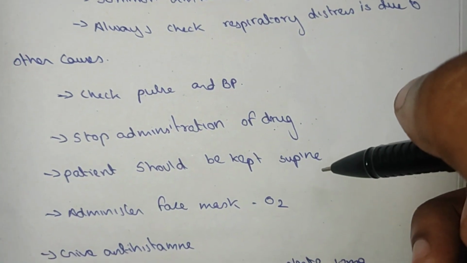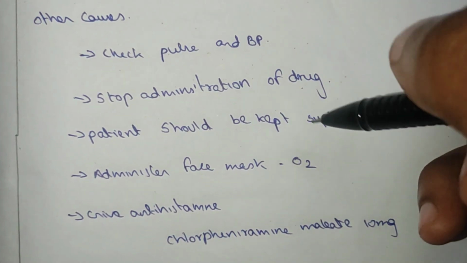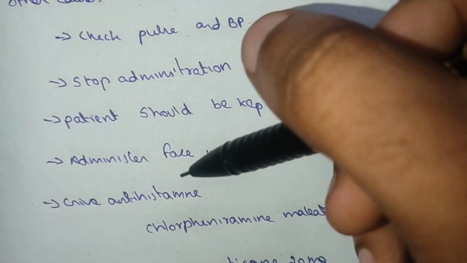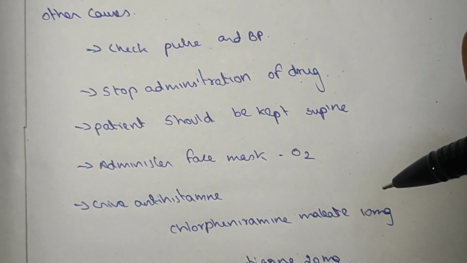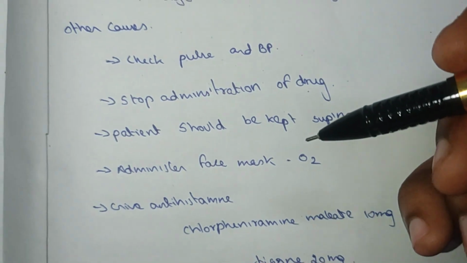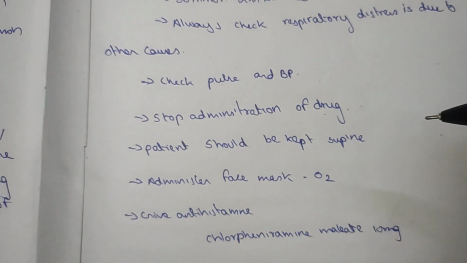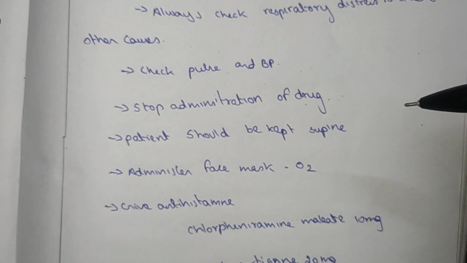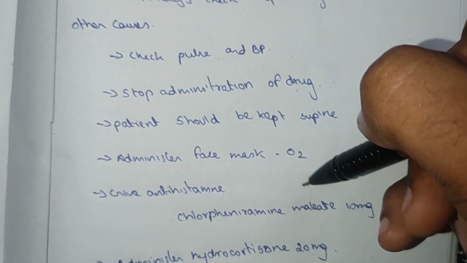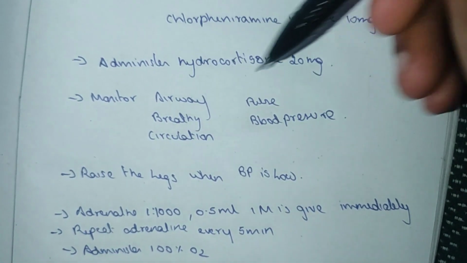We should keep the patient supine and administer oxygen by face mask. After this, we should give an antihistamine, chlorpheniramine malate 10 mg, because histamine is produced due to substances like penicillin, shellfish, sting, venom and anesthetics. These histamine as well as SRSA are produced, so we should give an antihistamine here. And administer hydrocortisone 20 mg.